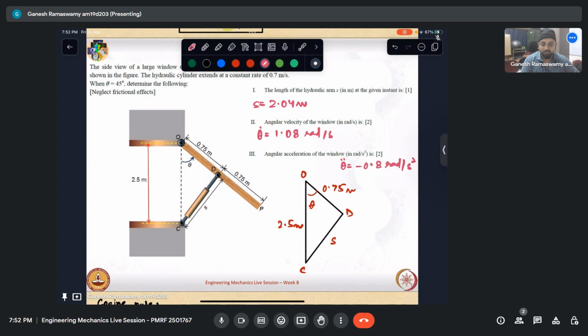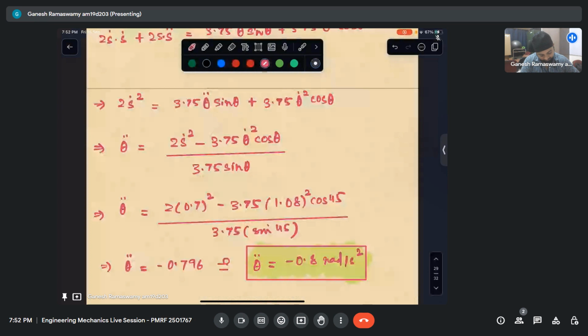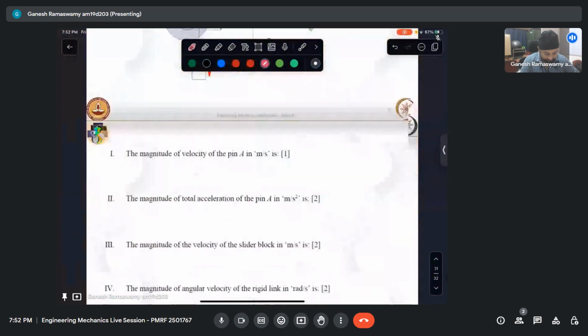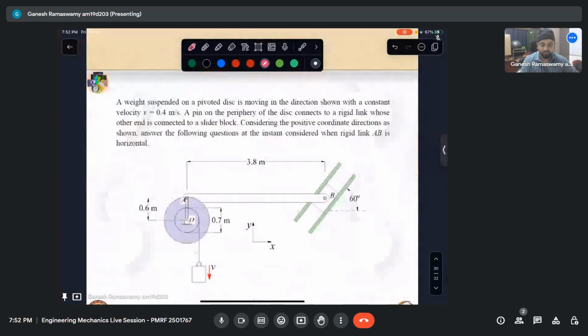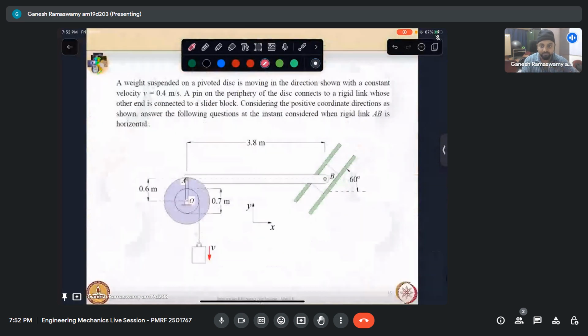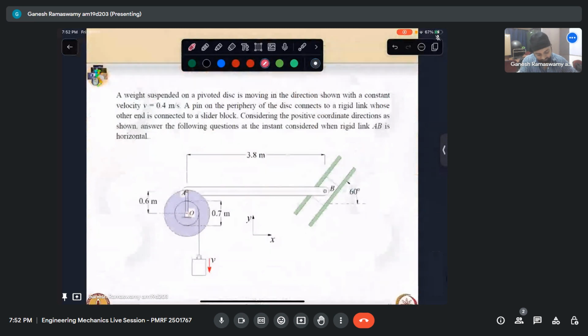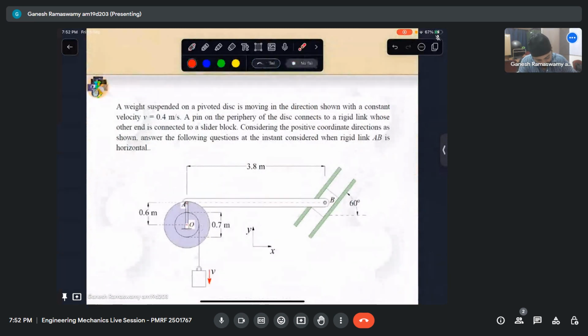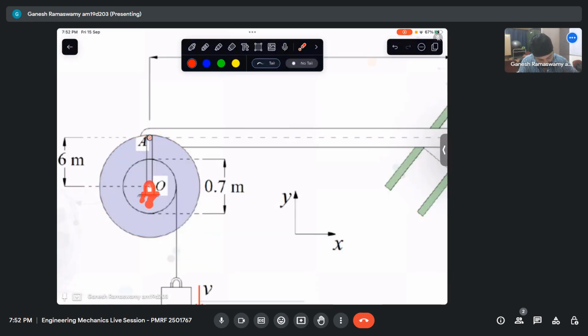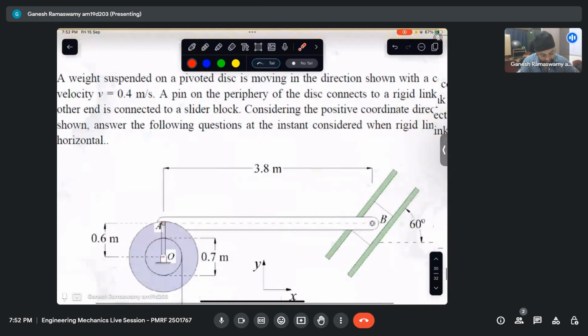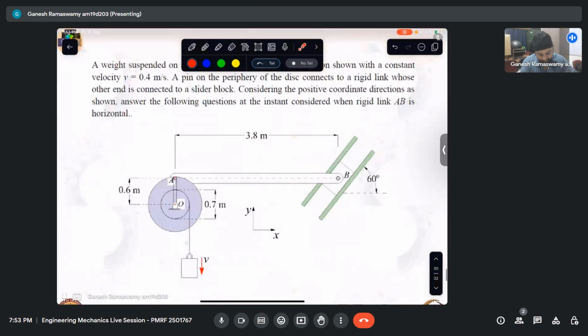So let us look at the last problem. I won't solve it fully, but let me just give a brief idea about how it is to be solved. A weight is suspended on a pivoted disc. So we have a disc which is pivoted here. I can see that there is a pin, a hinge, and then I have this disc like that. The weight is moving in the direction shown with a constant velocity v equal to 0.4 meters per second.